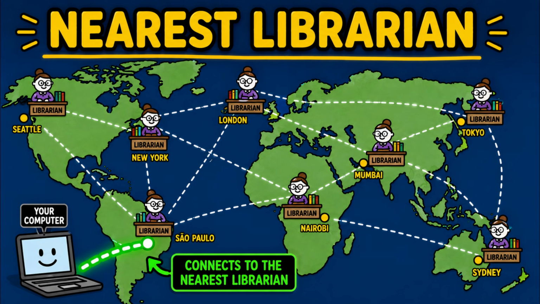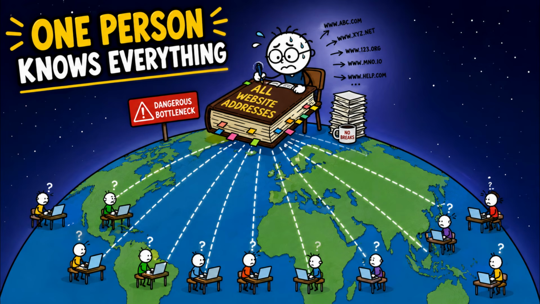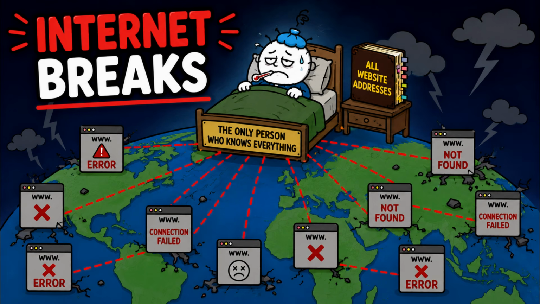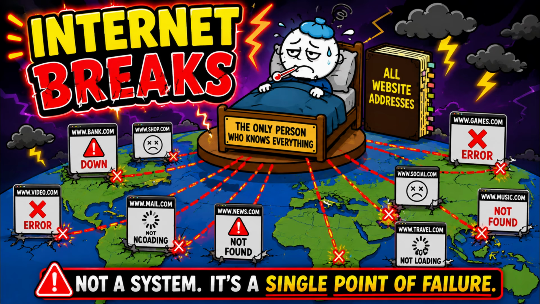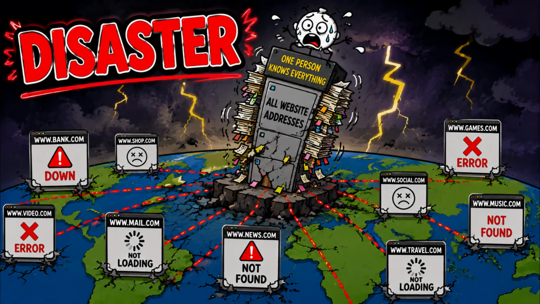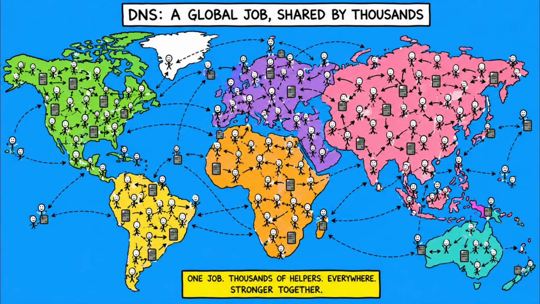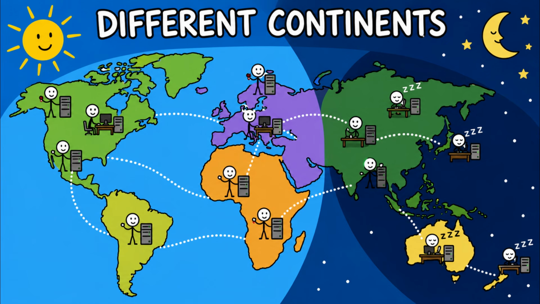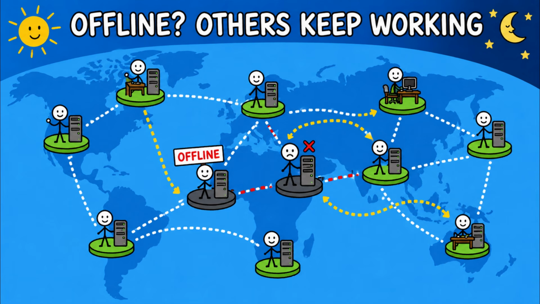Imagine if there was only one person on Earth who knew all the website addresses. If that person got sick, the entire internet would break. Every website would be unreachable. That's not a system. That's a disaster waiting to happen. Instead, DNS spreads the job across thousands of people. Different cities, different countries, different continents. If one person goes offline, thousands of others keep working.